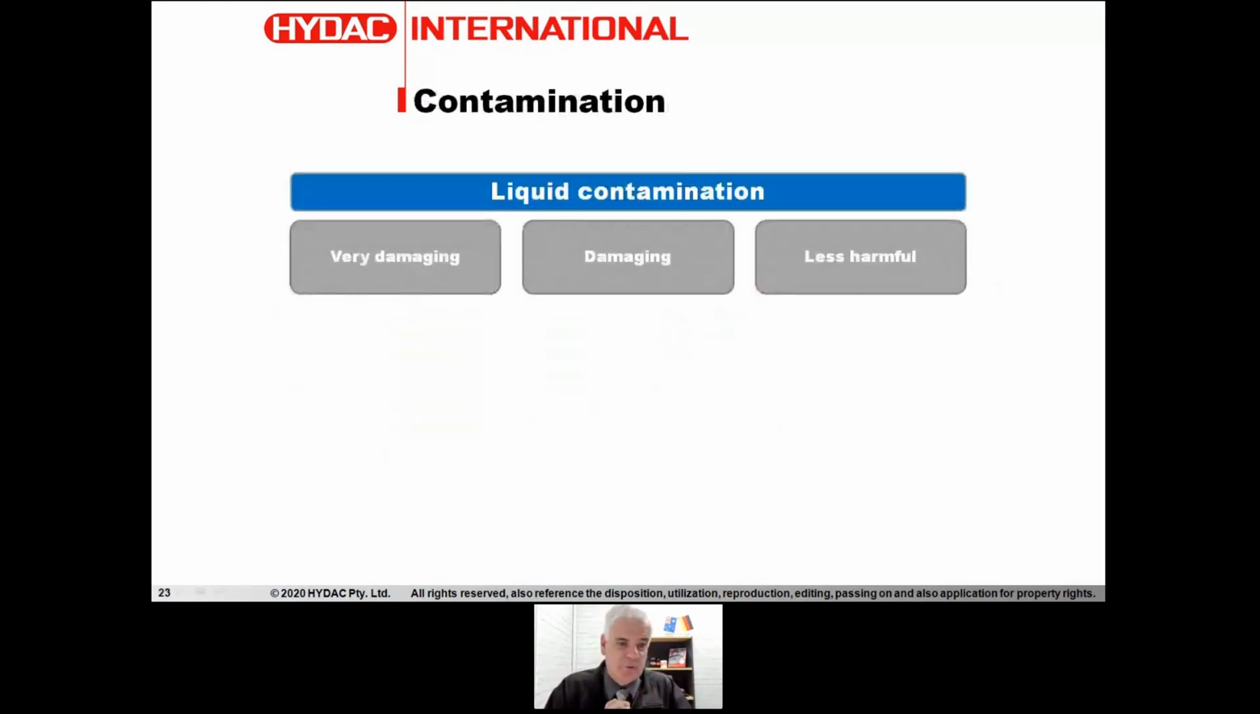I just want to address liquid contamination. Of course, the most damaging fluid that we can find in some of these systems is water. So I've just put that over there as very damaging. Water is a poor lubricant. Water excludes oil, so we get a loss of lubricating film. Water causes hydrogen embrittlement of steels, damages bearings and makes them harder, makes them more easily to fatigue.